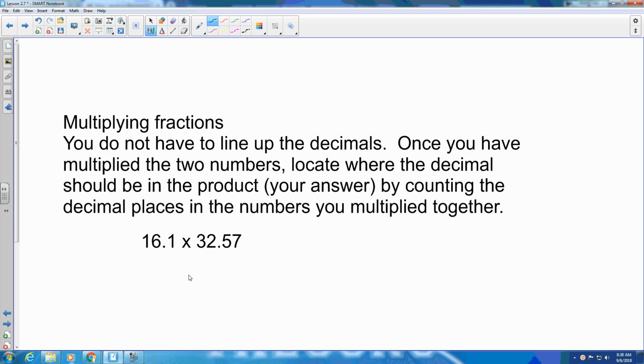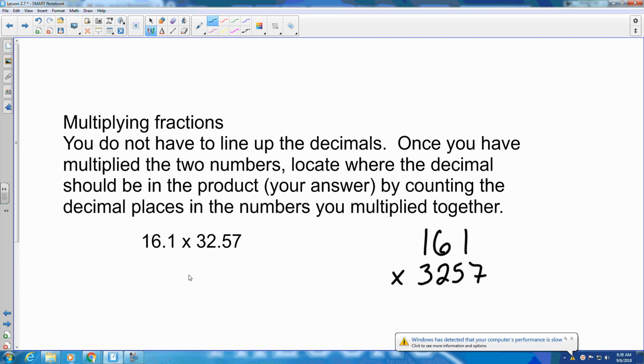When you're multiplying decimals, you don't have to line up the decimals. Once you've multiplied the two numbers, it says locate where the decimal should be in the product of your answer by counting the decimal places in the numbers you multiplied together. So essentially you can just forget about the decimals when you multiply. You could take 1, 6, 1, and then multiply it by 3, 2, 5, and 7.